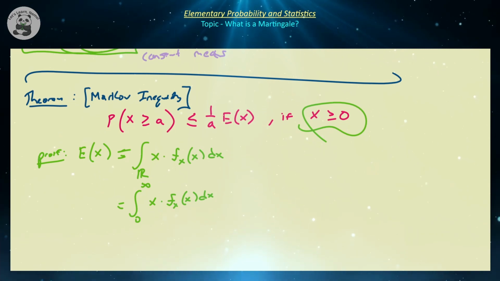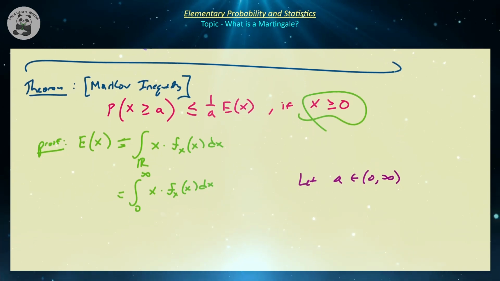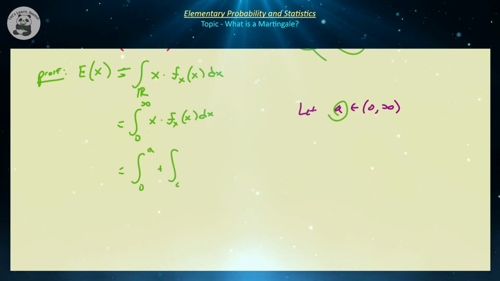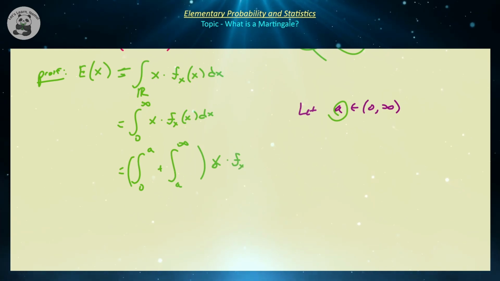Right? So let's also assume that a is some number in the open interval 0 to infinity. It doesn't really matter which number it is, but it's very important that we decompose this integral with respect to that number a. So we can write this integral as a decomposition: the integral from 0 to a plus the integral from a to infinity of x times f(x) dx.